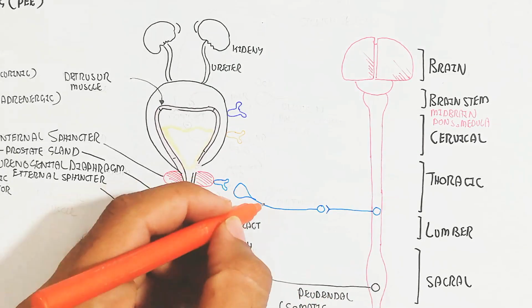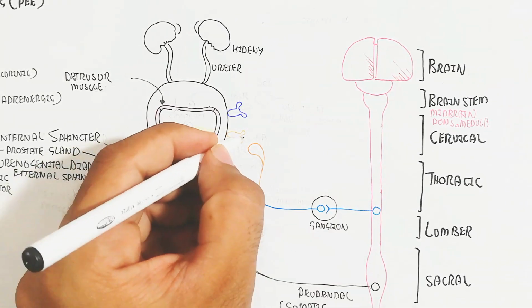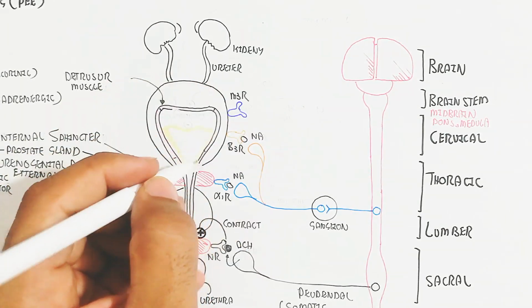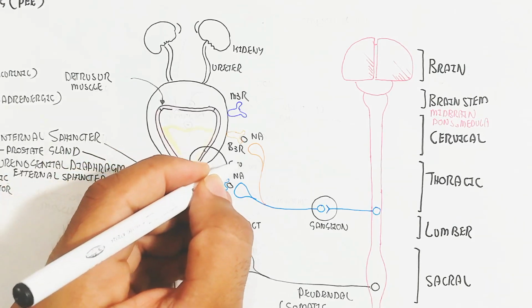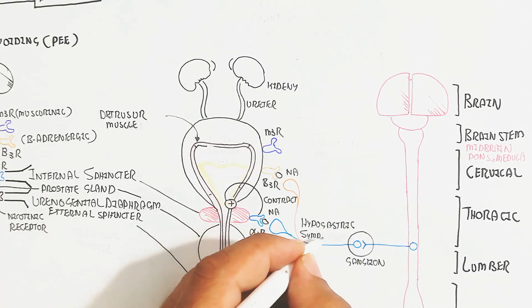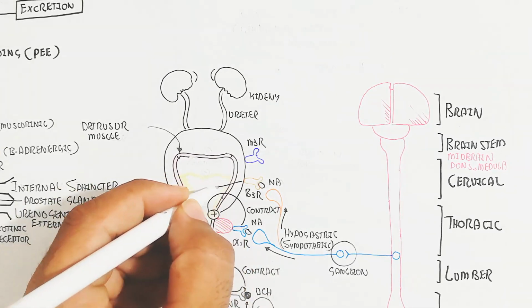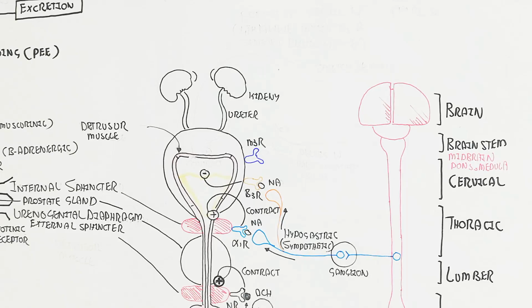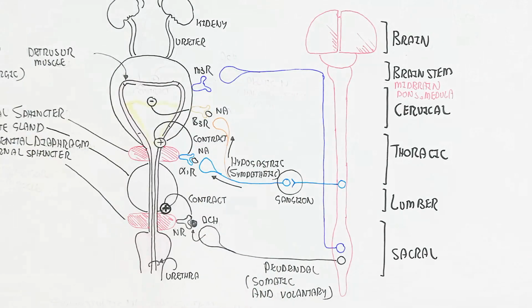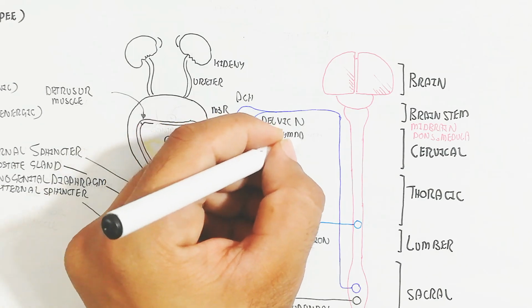But on the other hand, this is the ganglion which arises from the thoracic and lumbar region, and it is the hypogastric sympathetic nerve fiber, which arises with branches for contraction, with a beta 3 receptor, and it is norepinephrine. This norepinephrine will lead to contraction of the alpha 1 receptor, and the beta 3 receptor will lead to relaxation of the bladder for the storage of more urine. But the alpha 1 receptor on the internal sphincter muscle will contract and hold the urine.